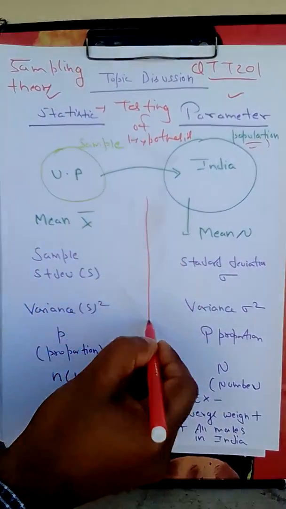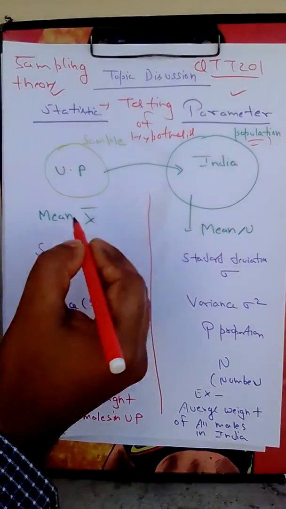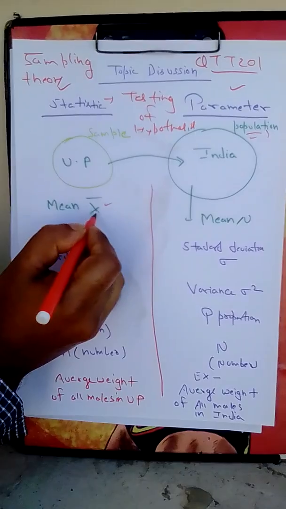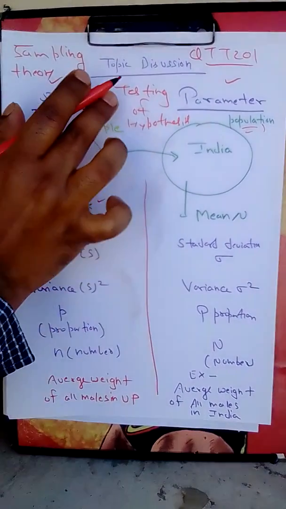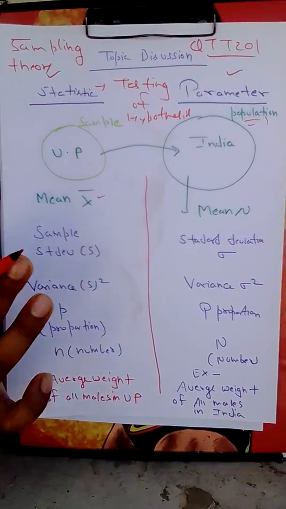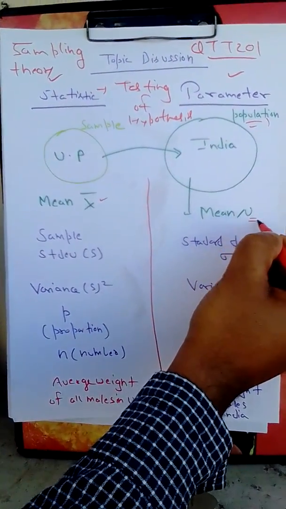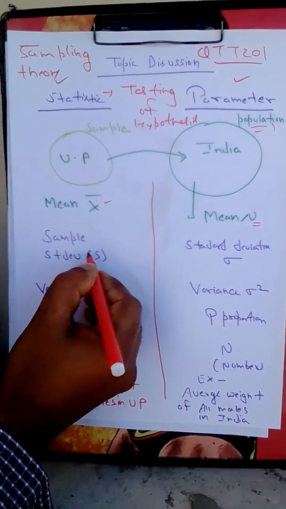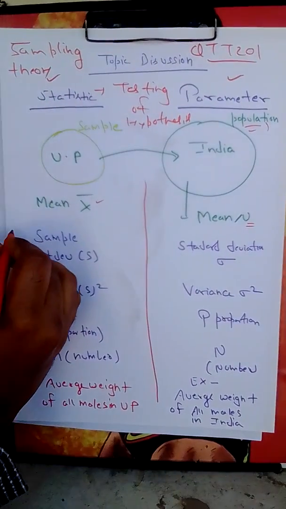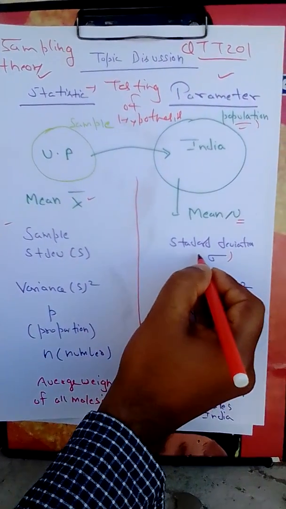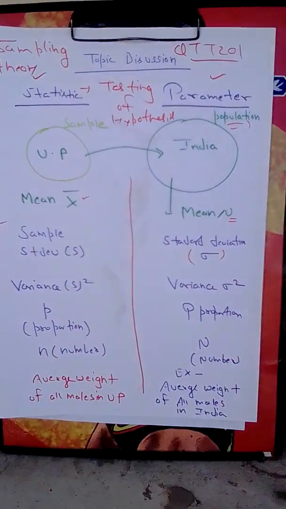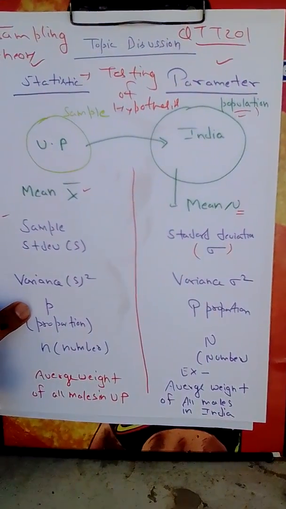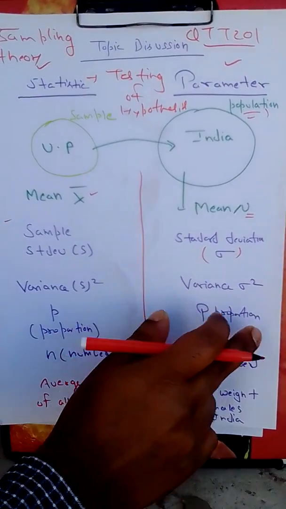So remember, this is the sign of x bar, and this is the mean or average of the sample. This denotation is very important when you are using the concept of testing of hypothesis, so be very careful. We use the mu symbol for the population mean. We use s for the sample standard deviation. For the standard deviation of the population we use this symbol. Variance is s square, the square of the standard deviation. Proportion is denoted by the small p for the sample, and the population proportion is denoted by the big P.